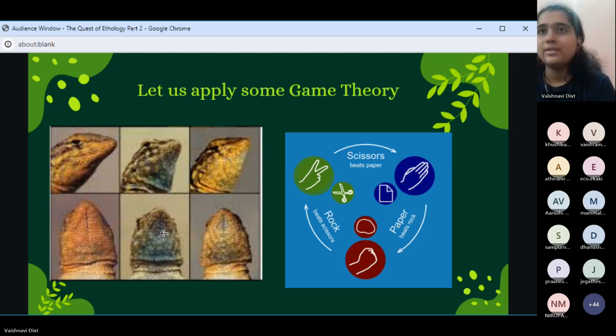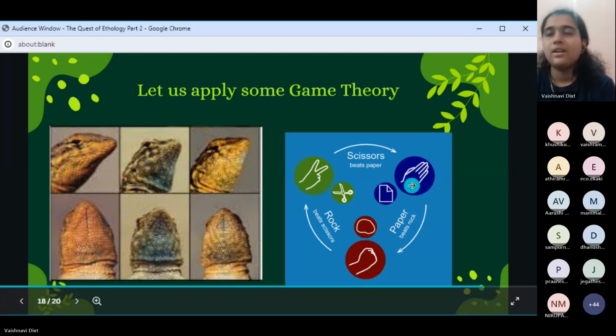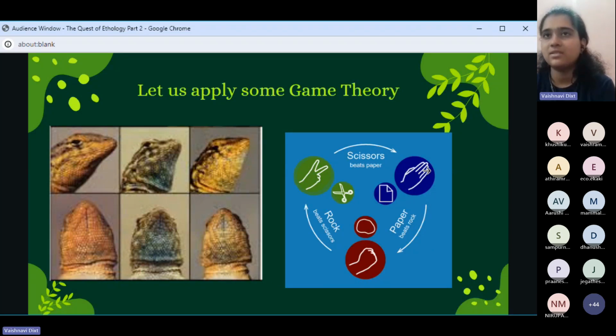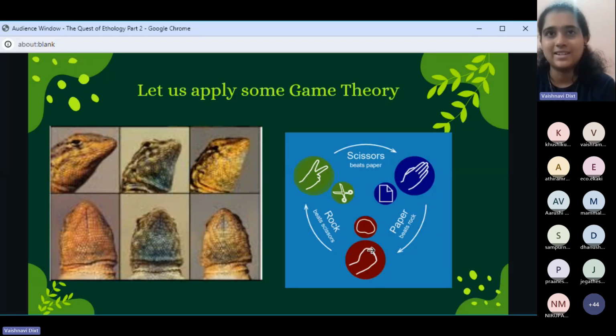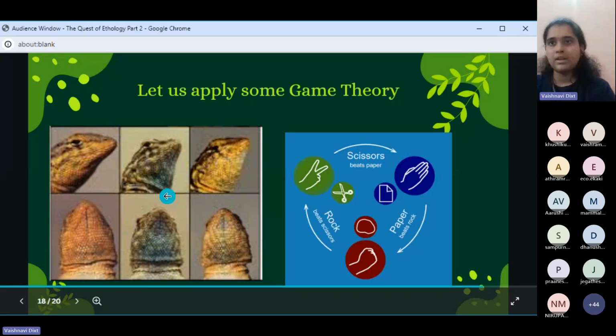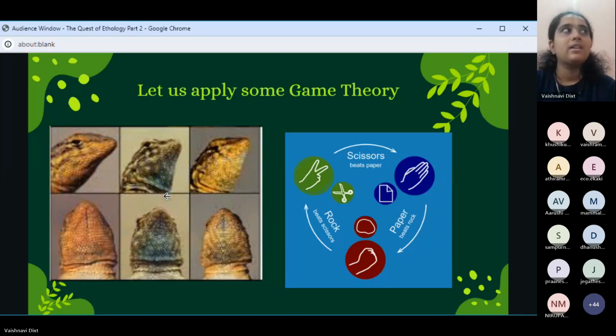Now, as in stone, paper, scissors, if you have stone and paper, paper wins because paper covers the stone. If you have paper and scissors, scissors wins because scissors can cut the paper. And if you have stone and scissors, stone wins because stone can break scissors. A similar logic can be applied to these lizards, because the reproduction of these lizards is dependent on the populations of these three lizards.